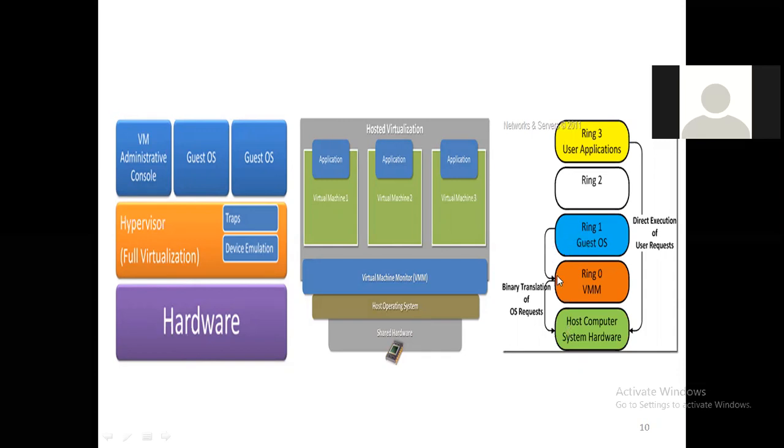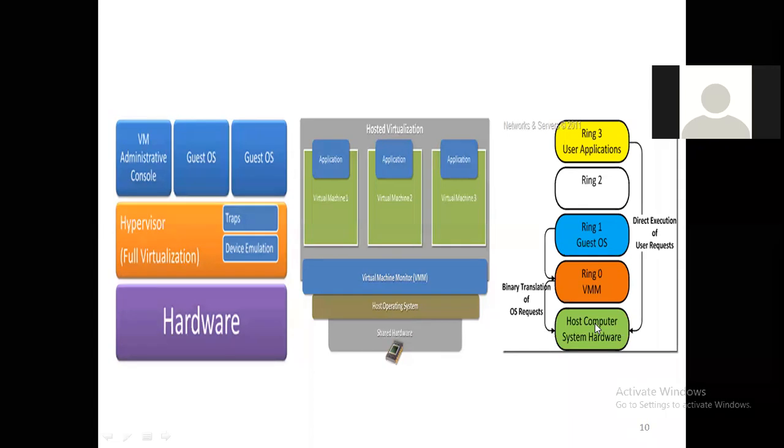That will be sent to ring 0. Ring 0 consists of the virtual machine monitor. It will trap and emulate those instructions into safe instructions, and that will be sent to the hardware. What is the task of the hardware? It will execute those safe instructions, and the result will be given back. This is the full virtualization process. One point you have to remember here is that full virtualization consists of direct execution plus binary translation.